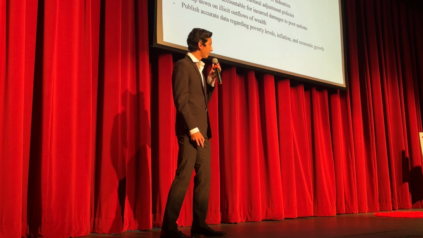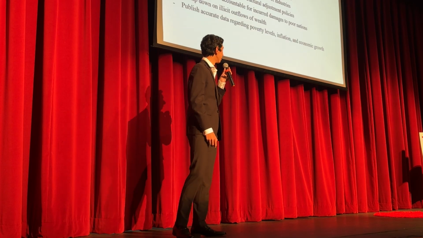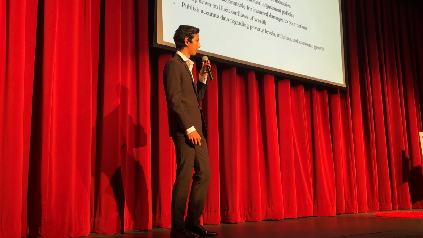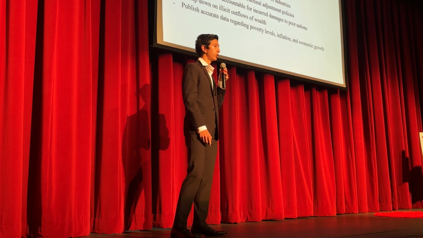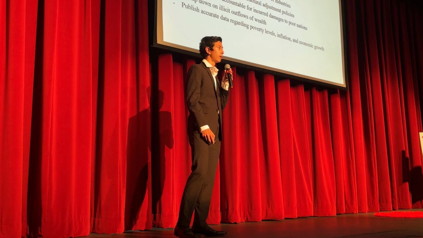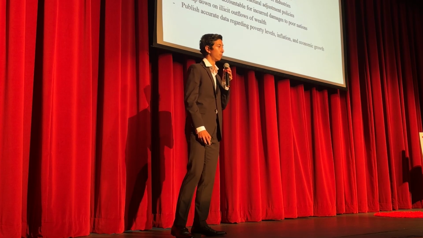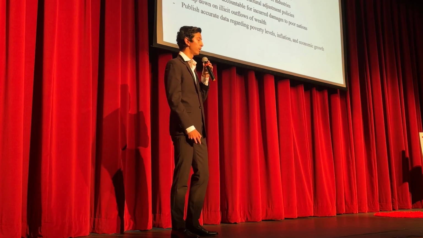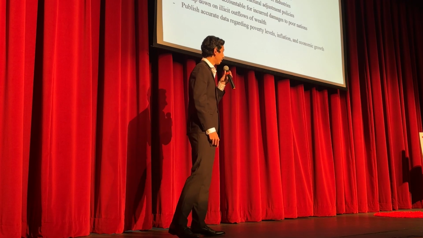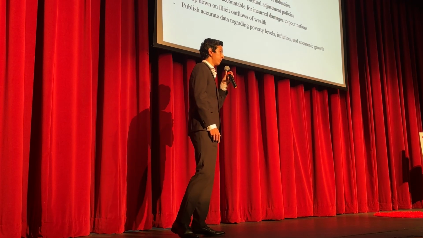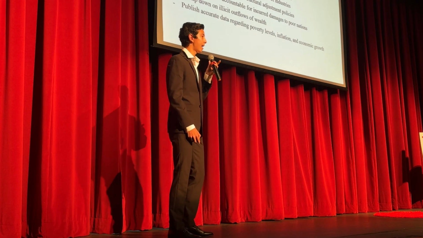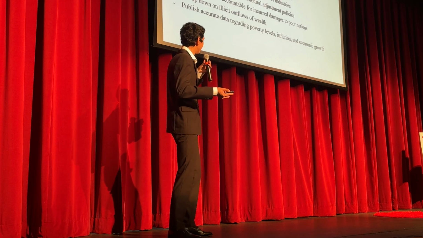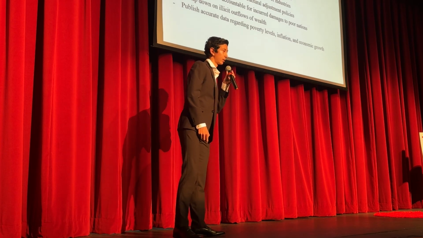We need to publish accurate data regarding poverty levels, inflation, and economic growth. One example of this is the International Poverty Line. The Food and Agricultural Organization previously stated that poverty is decreasing at a large level. However, this was based on a false poverty line that did not account for inflation of the dollar. When accounting for inflation, it was actually shown that poverty was increasing. If we do not have accurate data to show that there is a problem, we can't solve the problem. So we need accurate data regarding these things.